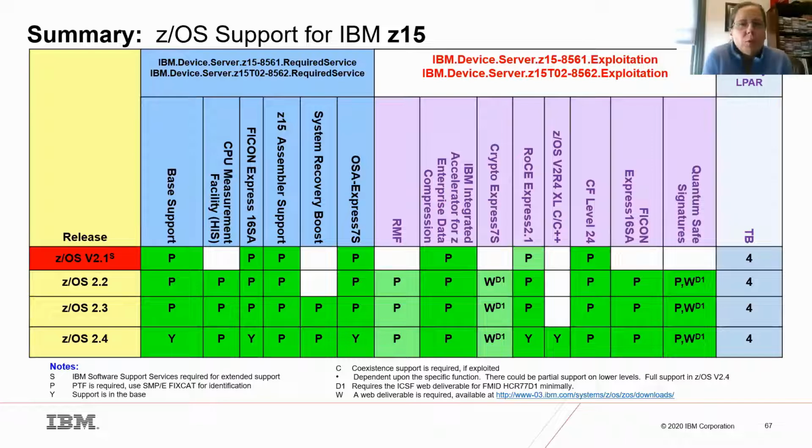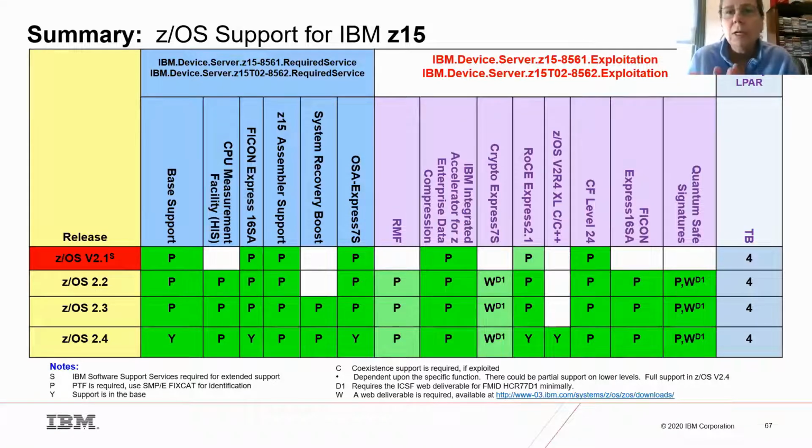Okay, so thanks. We just wanted to wrap this up with a summary chart here, and I think this is a really useful chart. I keep this on my desk all the time. What you can see here on the left in the rows are all of the releases that you might be running. And then if you look at the columns, the blue columns are the required fixes that you need in order to have what we call the minimum support for the z15. Looking over to the purple columns, you will see that is considered exploitation support.